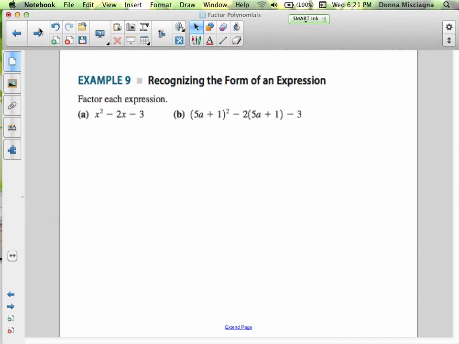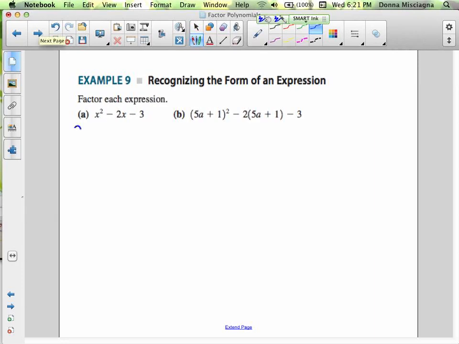Now, these ones look very much like our, well, actually one is. One is just a plain quadratic again. So we will just factor the x squared minus 2x minus 3. But the other expression, 5a plus 1 squared minus 2 times 5a plus 1 minus 3, is also in the form of a quadratic expression that we could use factor by grouping on. All right, let's just do the first one.